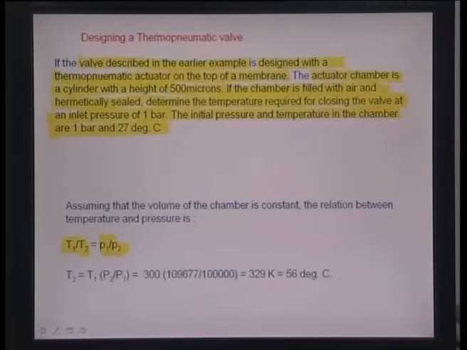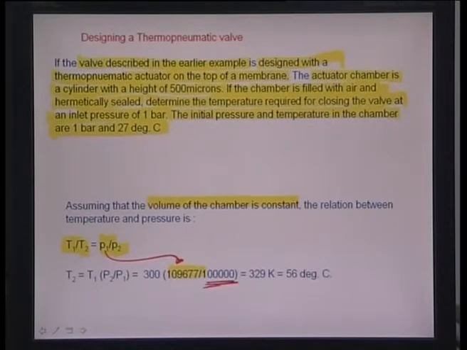So, again we use Charles's law. At a fixed volume, pressure is proportional to temperature. Therefore, T1 by T2, the temperature before and after the expansion, is equal to pressure 1 by pressure 2, assuming the volume of the chamber is constant. Here, the inlet pressure is about 1 bar, and we found that the actuation pressure needed for going from the opening to the closing position is about 109,677 pascals. So, this is the P1 which is needed.